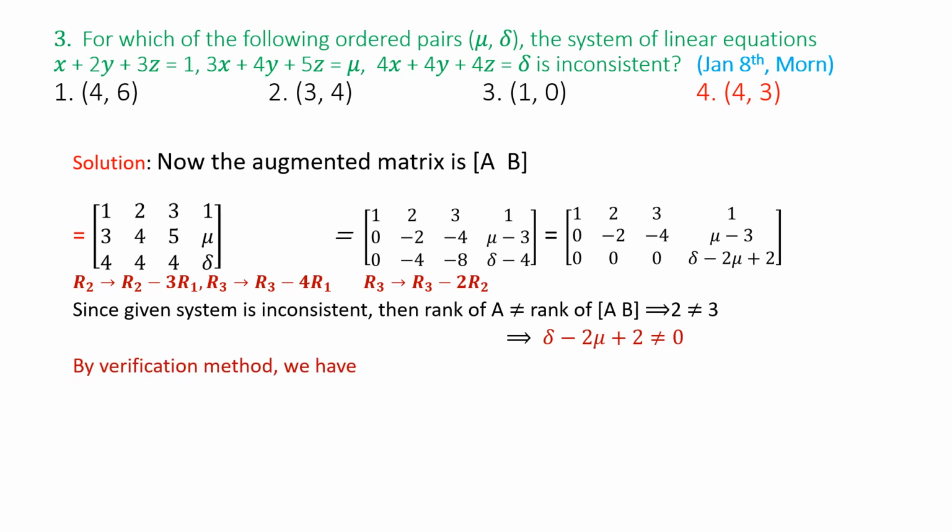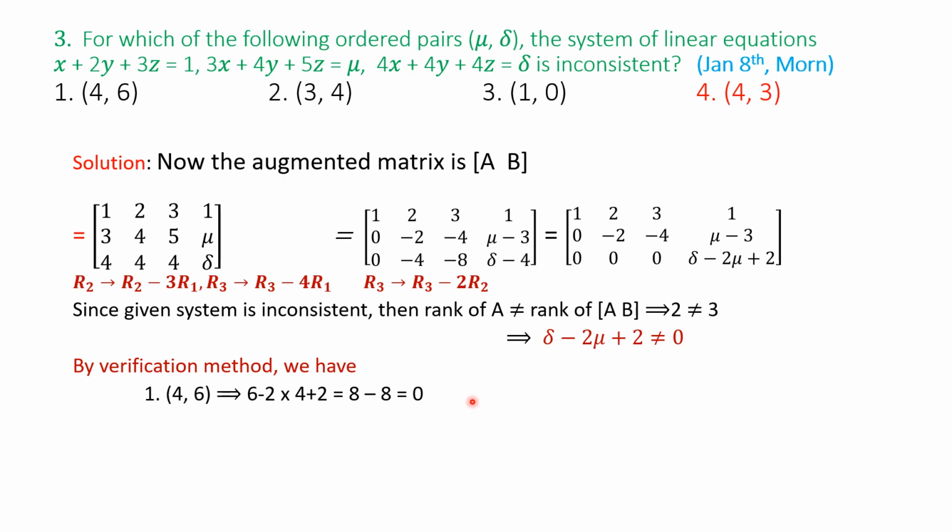Now by the verification method, we substitute the values of δ and μ in the equation. First the value (4, 6) will be substituted in this equation. That equals the δ value 6, so 6 − 2 times the μ value 4 plus 2, that equals 6 − 8 + 2, that equals 8 − 8, which is 0.